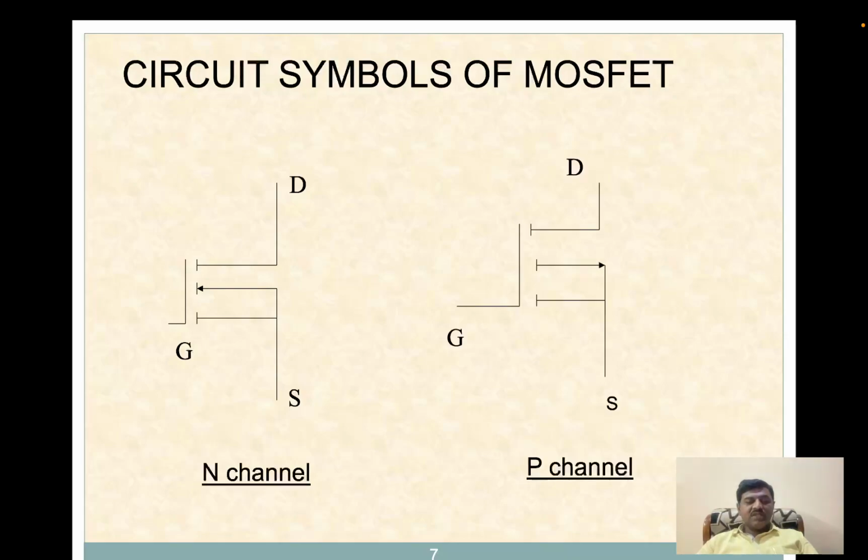Next, let us see how the MOSFET is represented. As we had seen, there are two types of MOSFETs. The first one is an N-channel MOSFET, another one is a P-channel MOSFET. In the N-channel MOSFET, you can see here the arrow will be towards inside. In a P-channel, the arrow will be towards outside.